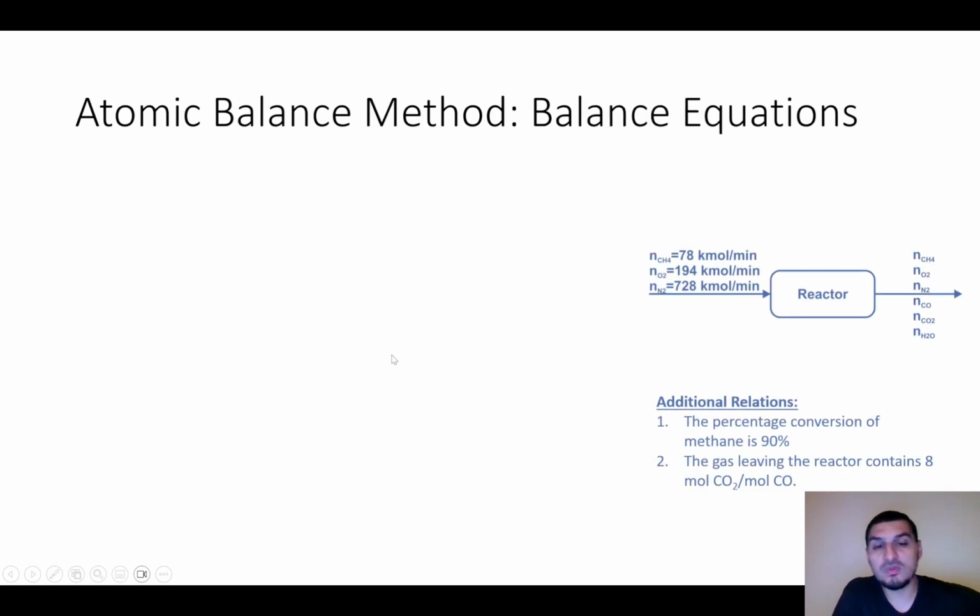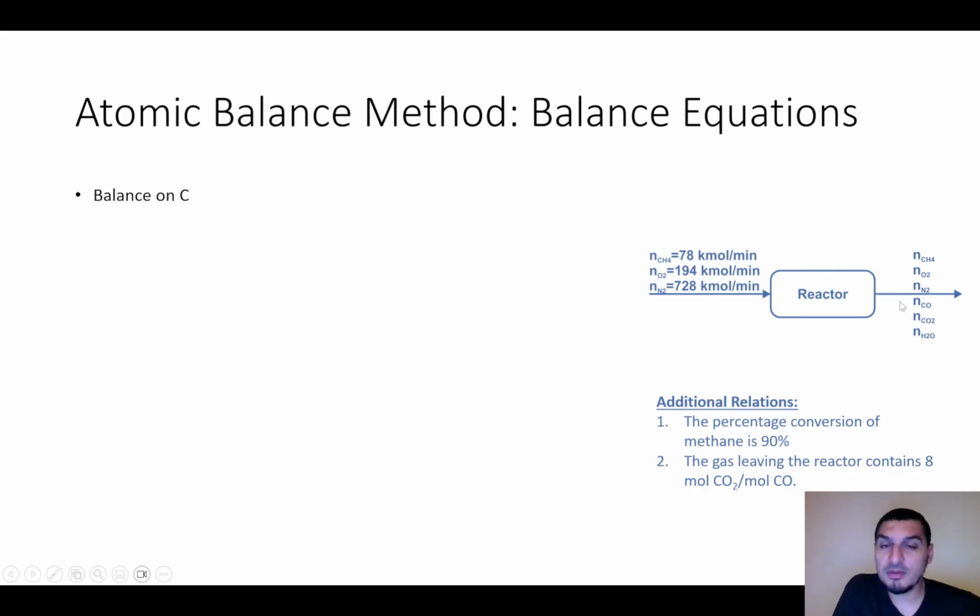So if we start with the balance equations, then we can write the balance on carbon. The carbon is only available in the feed stream in methane. So it's the number of moles of methane times 1, the number of moles of methane in the feed, equal to the number of moles of carbon in the feed, equal to the number of moles of carbon in the product, which is in methane, carbon dioxide, and carbon monoxide.